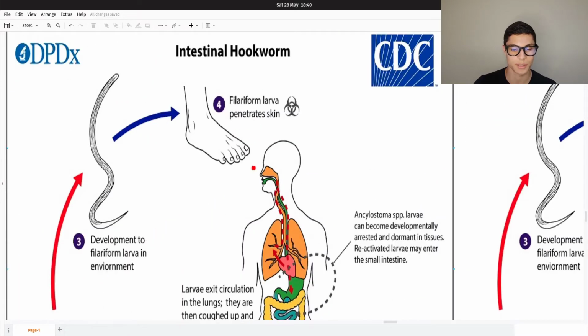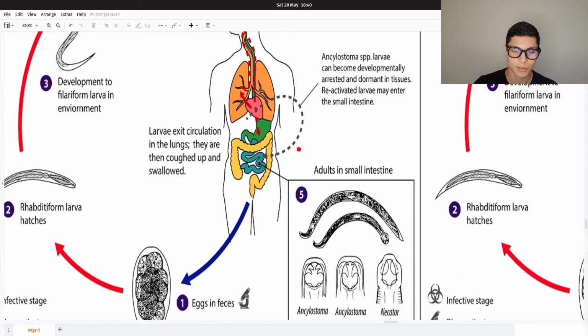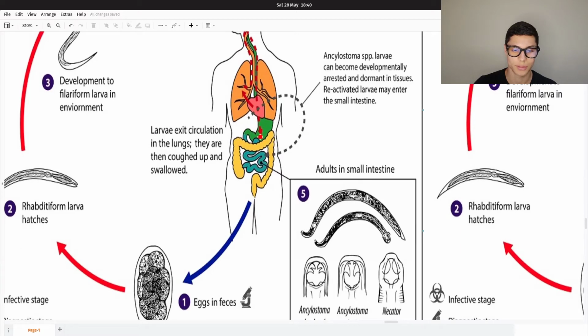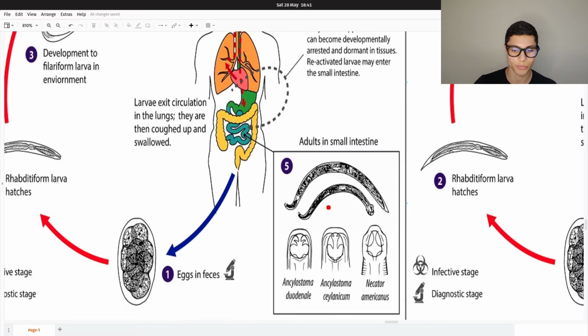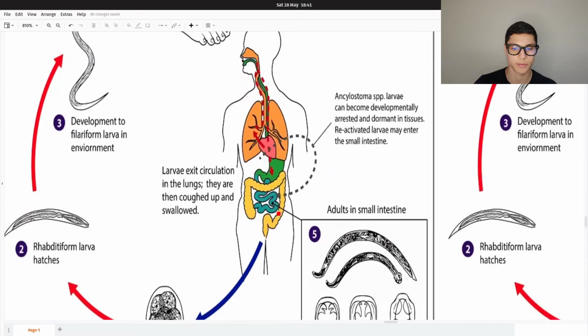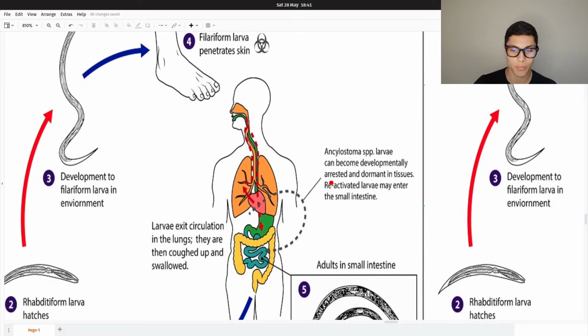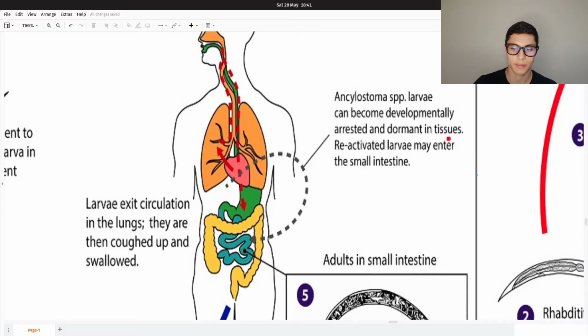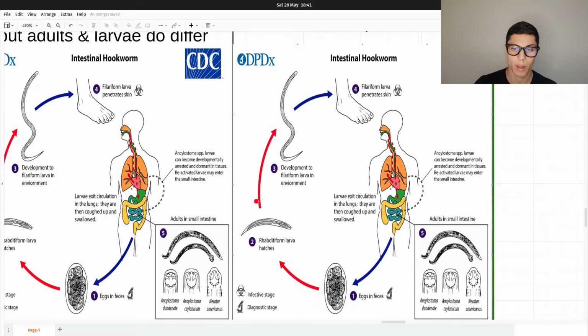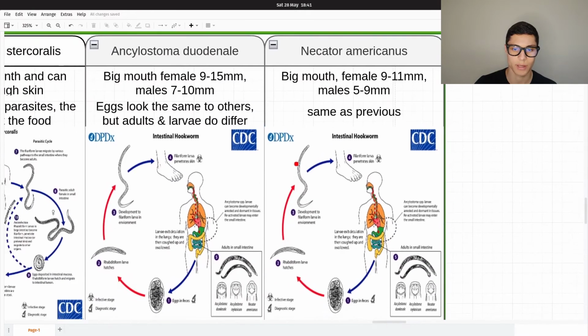And the filariform, as we saw earlier, can penetrate the skin. And once inside, they enter the circulation indeed, and they go to the lungs, and then once in the lungs, they are coughed up and swallowed. So they can get to the intestines and create the adults. And guess what? The cycle repeats. But Ancylostoma can also be dormant in tissues. By the way, the cycle is the same for Necator americanus.